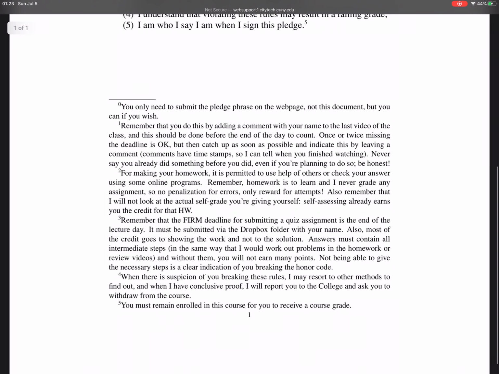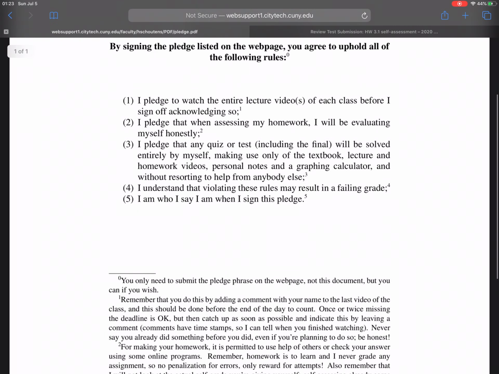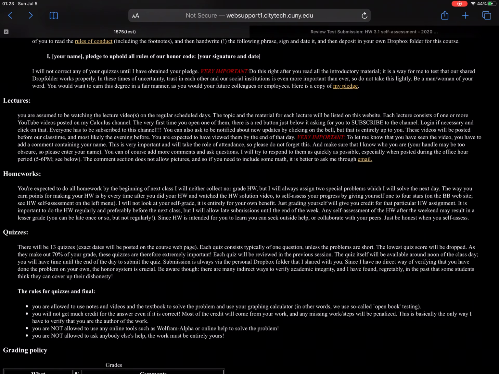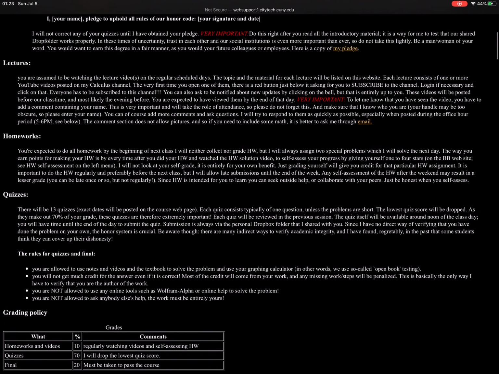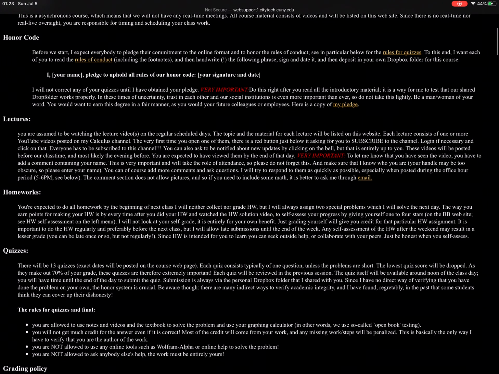As I said, there are these footnotes, I'm not going to go over them. Once you read this, you then make sure that you handwrite this. Everything has to be handwritten, because that also tells me that it's you. And sign this, and then take a picture and put it in the Dropbox folder.